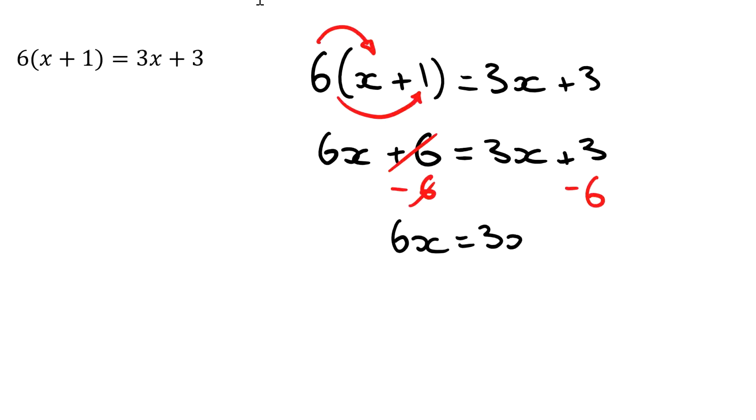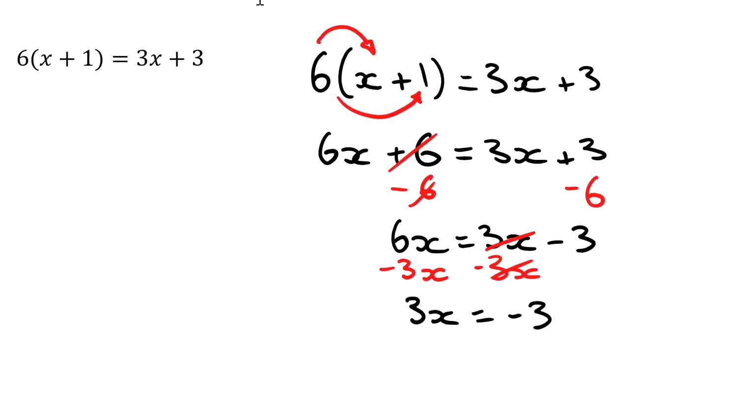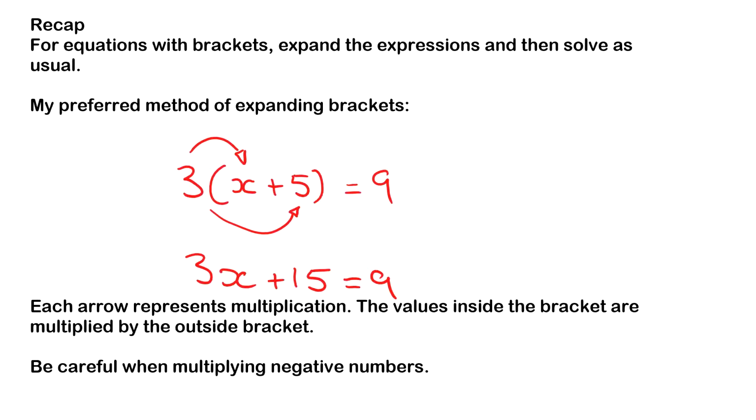We're left with 6x equals 3x minus 3. I then want to remove the 3x. Remember, we're moving the 3 and the x together, so it's minus 3x. And finally, we divide by the 3. x equals negative 1.